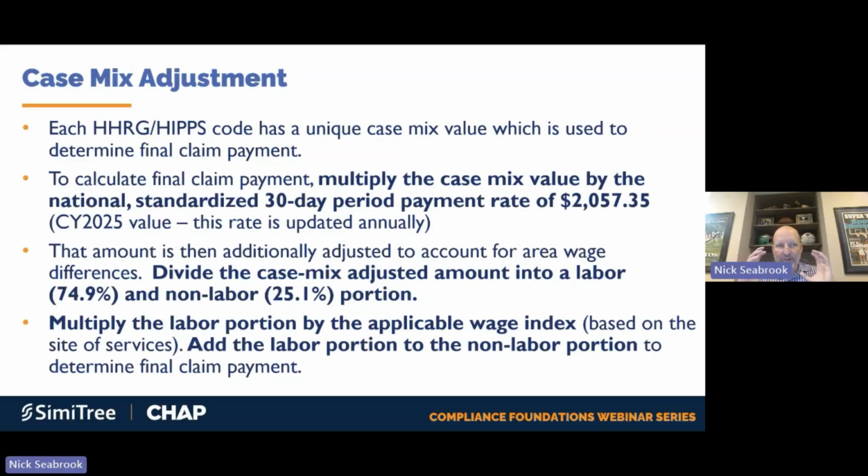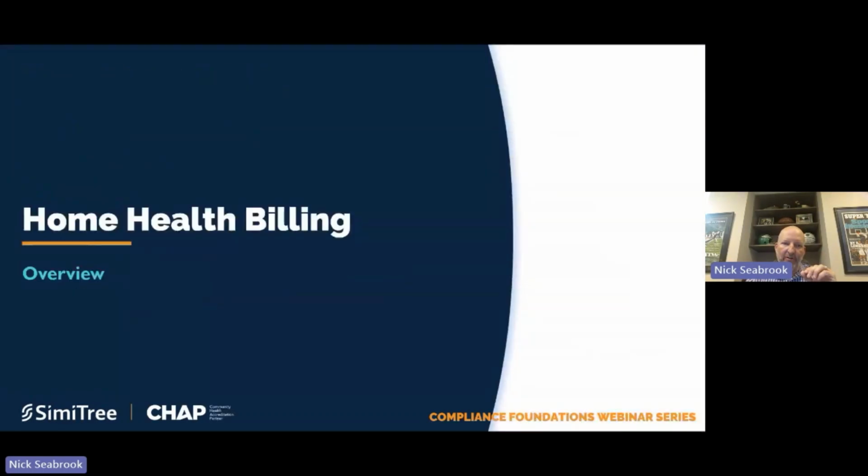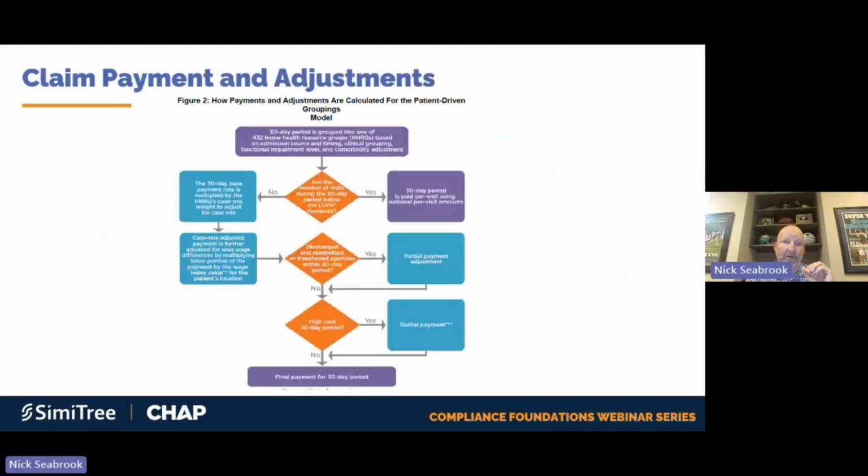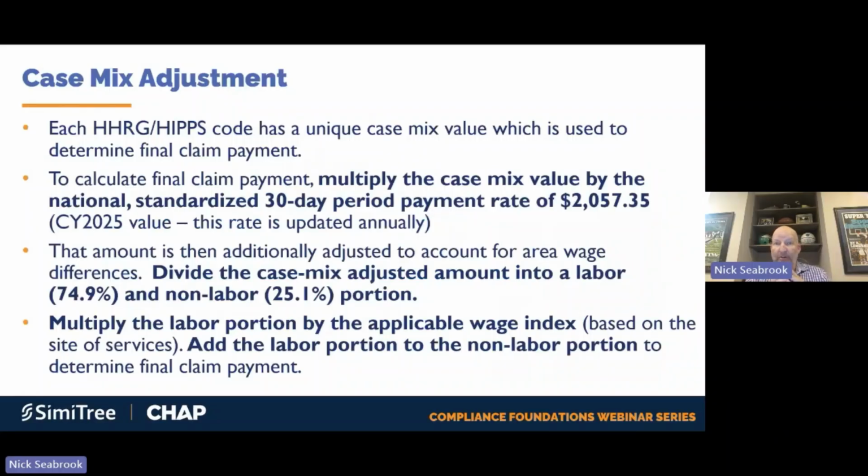So I mentioned before, each HERG or each HIPS code has its own unique case mix value. So again, let's go back a couple slides here. So if you look here, that 1AA11, that is a HIPS code. That's going to have its own case mix value. And every other HIPS code combination you can think of, and remember there's 432 of them, is going to have their own case mix value associated with that unique HIPS code or HERG.